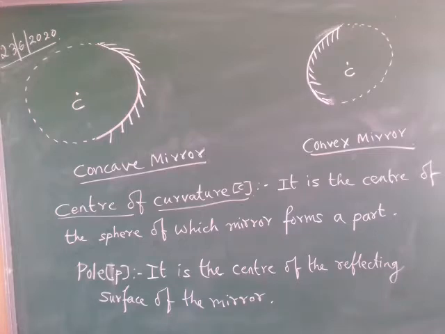So this is the first definition. And the second, we will see what is the meaning of pole. Pole is denoted by the letter P. Pole is the center of the reflecting surface of the mirror.